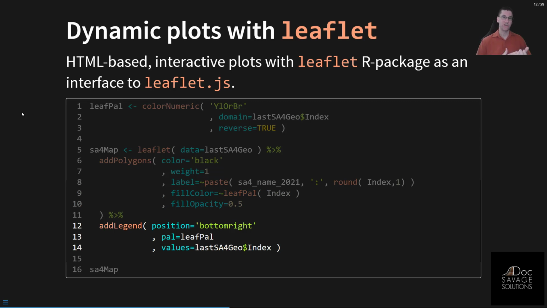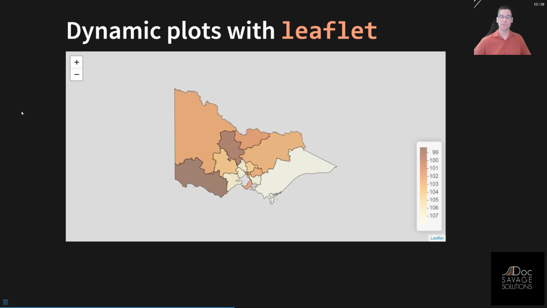I then need to add the legend manually, like this, again utilizing the palette I created above and the values of my data, the index value of my data. As before, if you assign something to a variable, it doesn't display it automatically, so here I call it, and that should give you something like this.